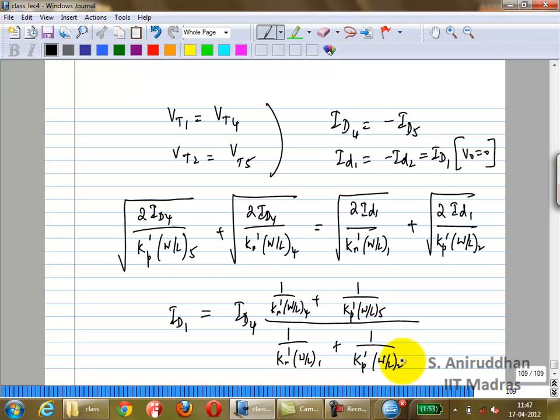You'll get some dependence like this for ID1. So far so good, because it looks like the output bias current is well behaved, because it depends on the W over Ls and it depends on the bias current, which is also well controlled, ID4, the bias current of M4. Right?